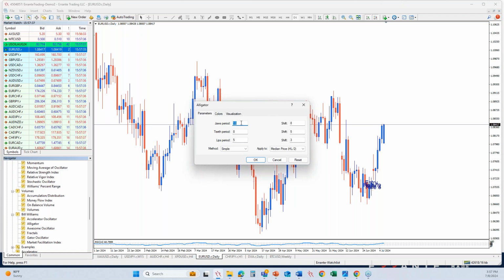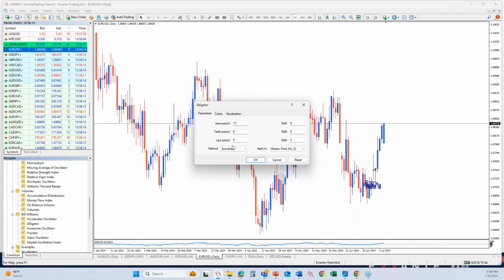And here is the interpreting of the Alligator. You see the jaw is a 13 period smoothed moving average shifted by 8 bars into the future, and we have the teeth, an 8 period smoothed moving average shifted by 5 bars into the future, and then here are the lips, a 5 period smoothed moving average. So the method here is simple. You can choose smoothed moving average, or you can use a different configuration of the moving averages here.